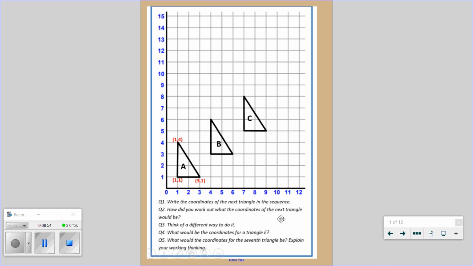Can you think of a different way to do it? What would be the coordinates for a triangle E, and how do you know? And what would the coordinates be for the 7th triangle? And can you explain your thinking?